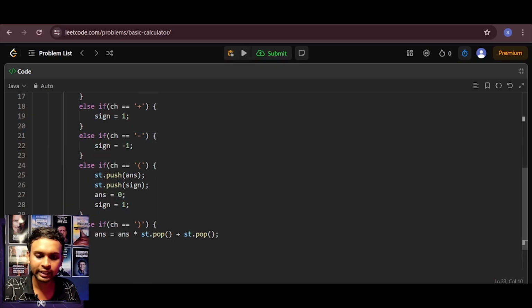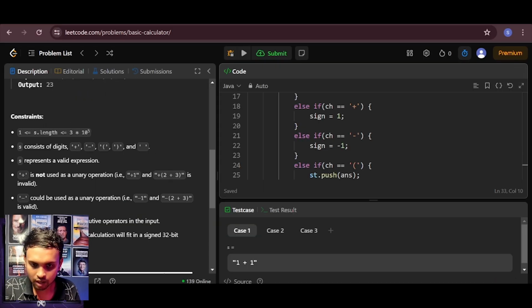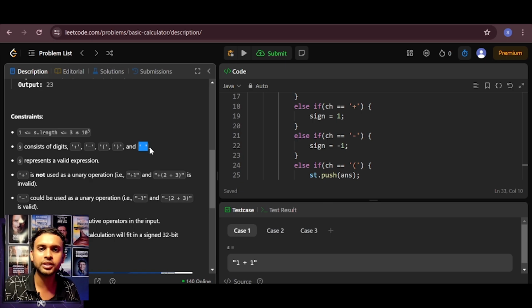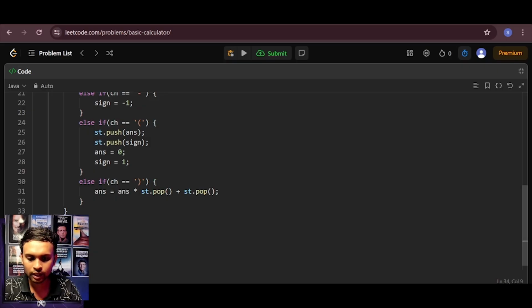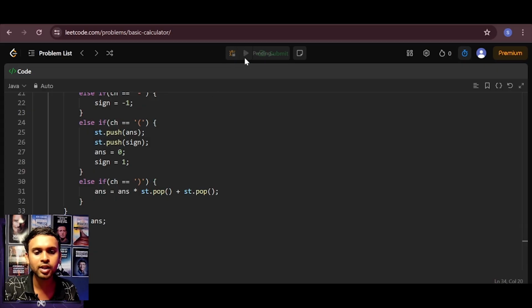I am not writing an else over here because guys, a space is also an allowed character. So basically I was ignoring that. Whenever a space comes, it will be just ignored because I am not writing any case for it, right? So after this whole thing, I will just return answer. Whatever will be my answer, that will be the whole evaluated value of the expression.